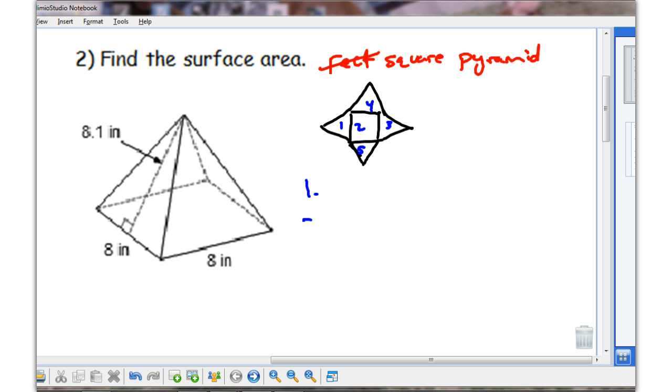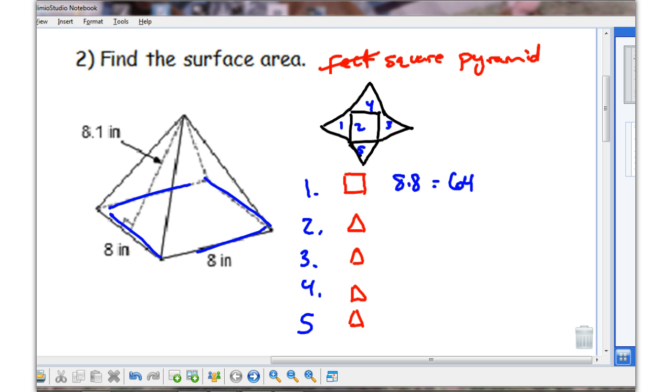I always like to list out 1, 2, 3, 4, and 5, or some people, and this is maybe even better, like to list the shapes: a square, triangle, triangle, triangle, and triangle. Either way you prefer is fine. The bottom is a square, so its area is 8 times 8, and that's 64. All 4 triangles are the same because they all have a base of 8, and since they all come to the same point, the slant height is 8.1 in each of those.